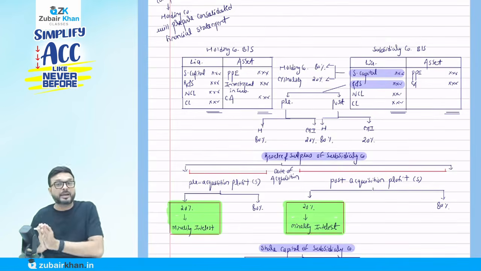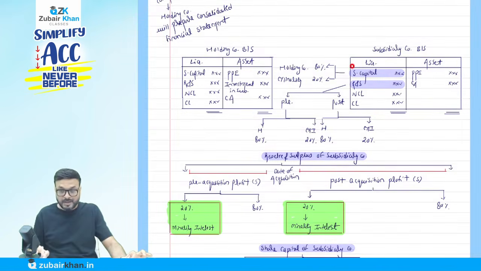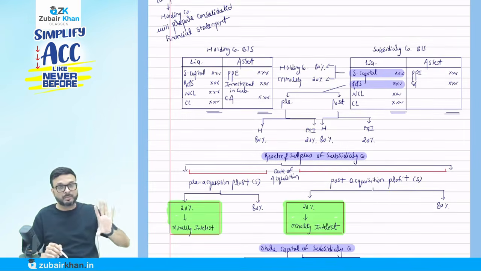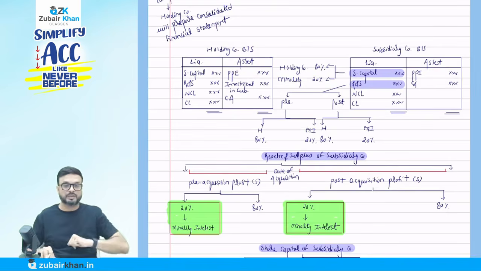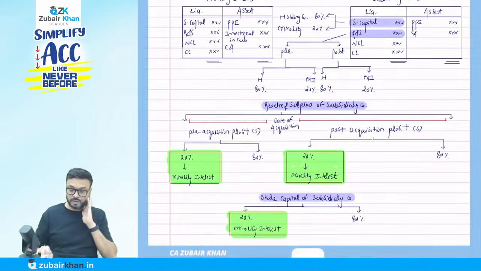So in the consolidated balance sheet, I will take the portion of the minority interest in share capital, reserve and surplus. I will make a separate working note. I will write down the amount, and that amount will appear in the balance sheet as minority interest. Now, next question. You will tell me, sir, there is one more issue here.